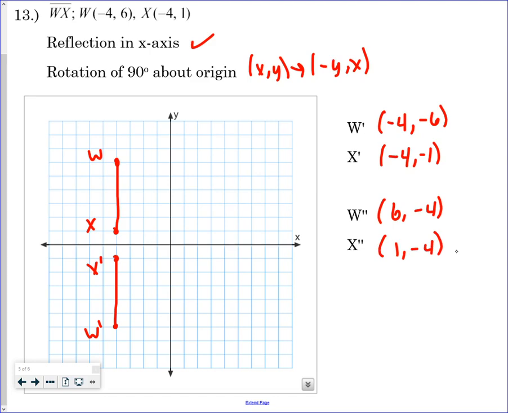Those rotations are not the kind that I would try to do graphically. I would memorize the, well, I guess not memorize it, but I gave it to you. But I would use the formula. I wouldn't try to look at it and guess. That doesn't usually go well. So 6, negative 4: right 6, down 4 is W double prime. And right 1, down 4 is X double prime. Okay? Did I lose anybody? Pretty easy if you know the rules, right? Anybody have a question? Okay.